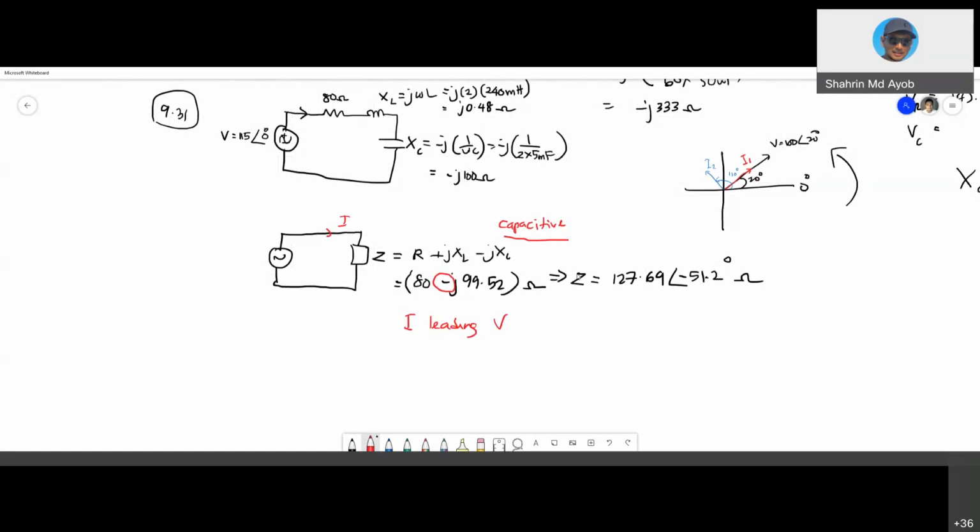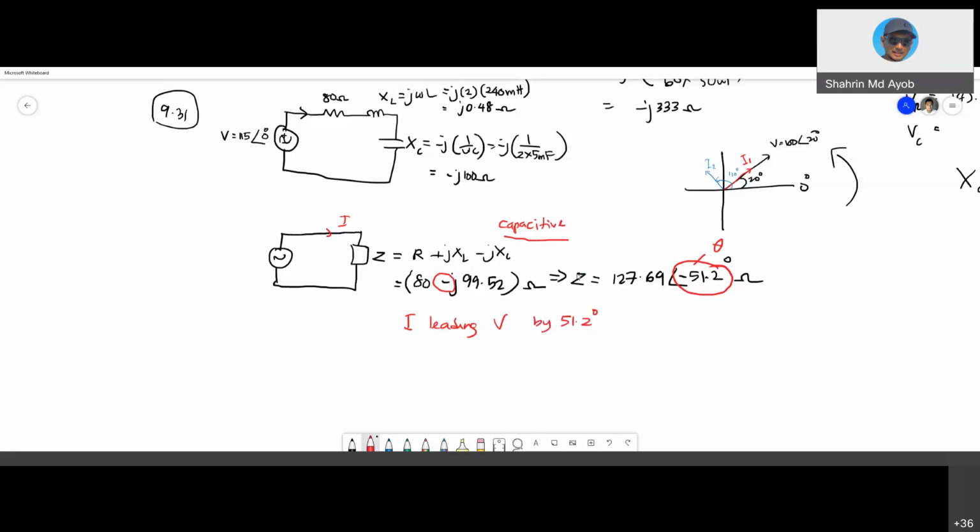Okay, but the angle we don't know. The angle depends on this one. So the current will lead the voltage by 51.2 degrees. Okay, that is why.